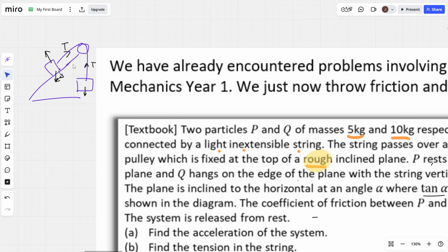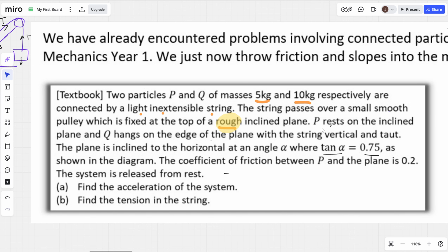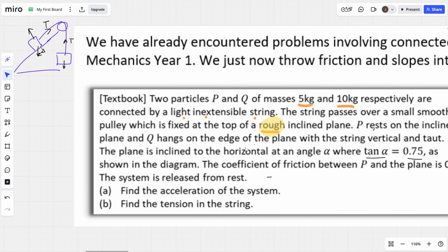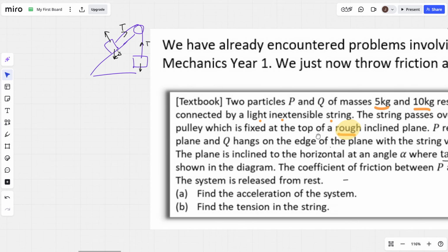Which way will it go? Will this block go down the slope, or will it go up this slope? That's what we want to scan the text for next. So P rests on the inclined plane, Q hangs off the edge, so this is what we're talking about. Alpha is the angle, tan alpha is 0.75.